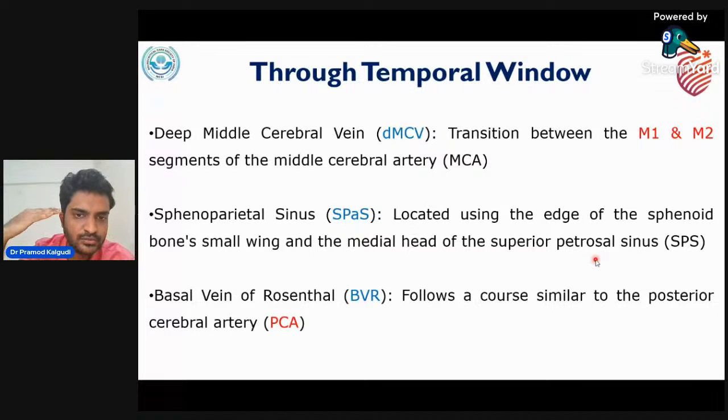So you just have to visualize M1 and M2, and I'll tell you what else to do to visualize the deep middle cerebral vein. The sphenoparietal sinus you can visualize at the medial border of the small wing, at the medial head of the superior petrosal sinus. The basal vein of Rosenthal, as the deep middle cerebral vein goes backwards, meets near the PCA. So these are the landmarks. You have your MCA as a landmark for the deep middle cerebral vein, and the PCA as a landmark for the basal vein of Rosenthal.